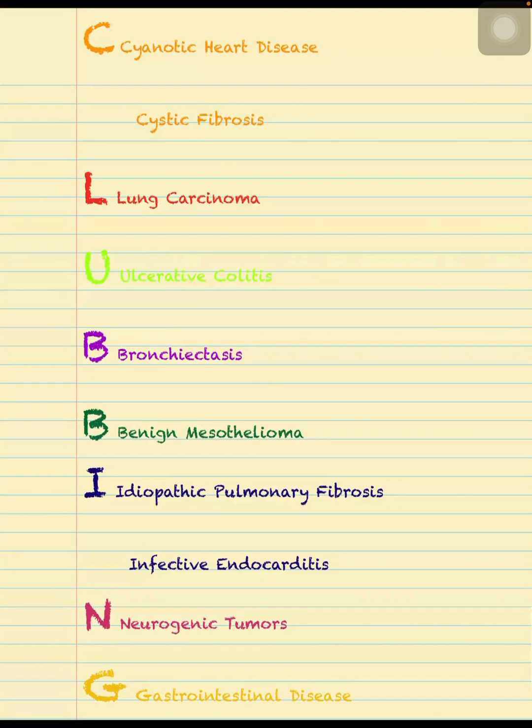So you just say the word clubbing, and remember that each letter stands for something specific. Like C, you gotta remember it's cyanotic heart disease and cystic fibrosis. N, remember it's neurogenic tumors, and so on. So just memorize this mnemonic, and you'll never forget the causes of clubbing.